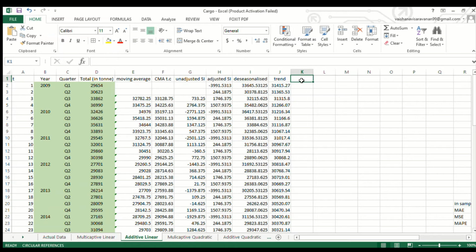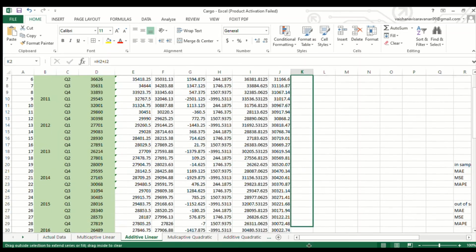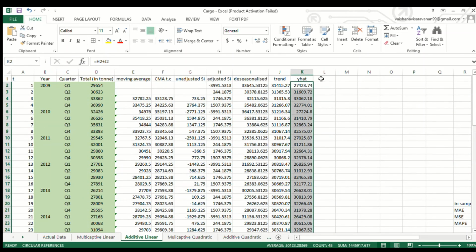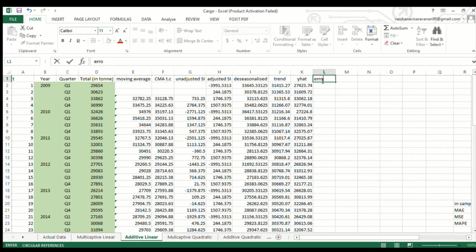Now we can get our y-hat values. Our y-hat values will be H2 plus our trend J2. Basically, our estimated value of y is adjusted SI plus trend. From here, we can calculate the error. For error, as usual, we are going to subtract the estimated value from the actual value. So it is D2 minus K2, so it will be D column minus K column.